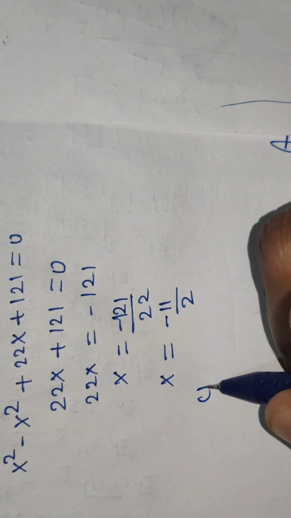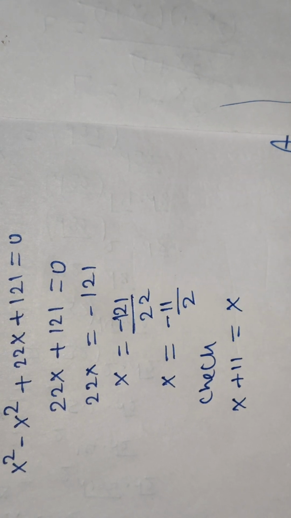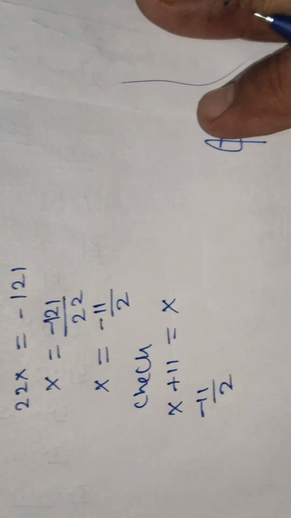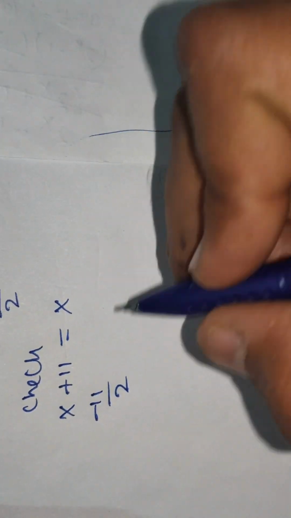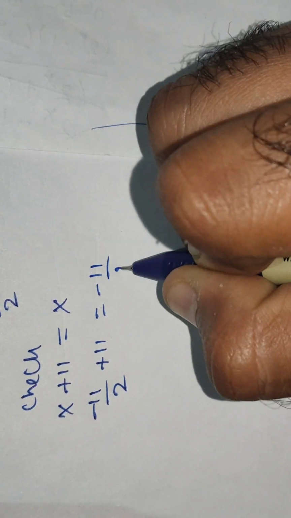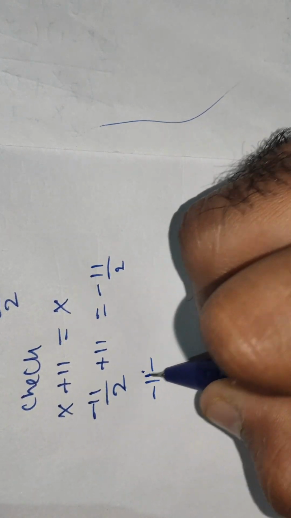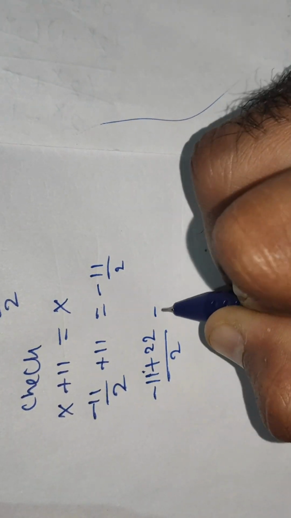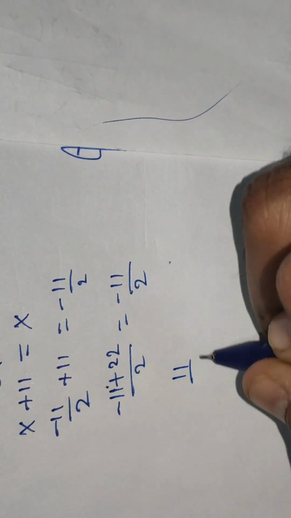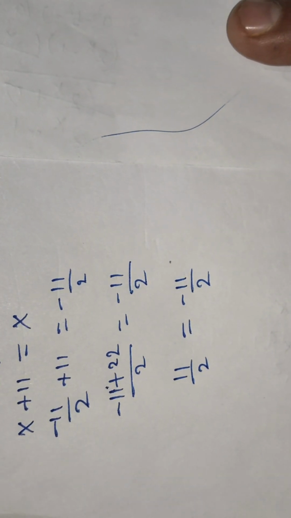Now check for this. x plus 11 equal to 11, x equal to minus 11. x equal to minus 11 by 2, so minus 11 plus 22 divided by 2 equal to minus 11 by 2. Minus 11 by 2 equal to minus 11 by 2. This is not a real answer.